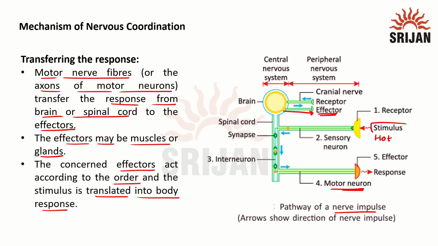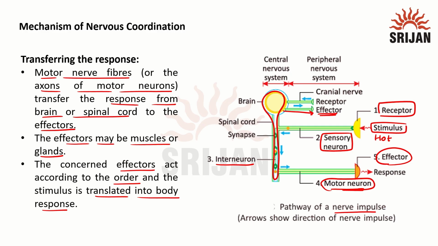The path of the nerve impulse is visible in this diagram. First we have the stimulus received by the receptor, then the signal gets transmitted through the sensory neuron to the CNS, that is the brain and spinal cord, which contains interneurons. Then the response will be generated, which will be sent to the effector organ through motor neurons, and a proper response will be generated. I hope it is clear to you.